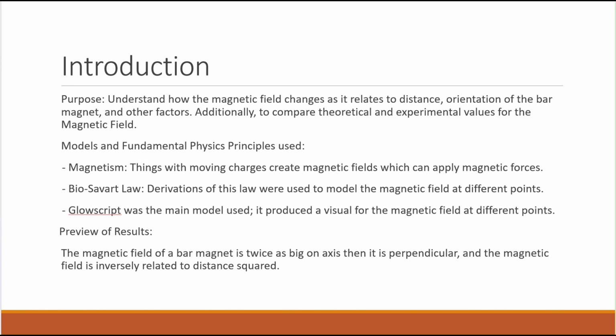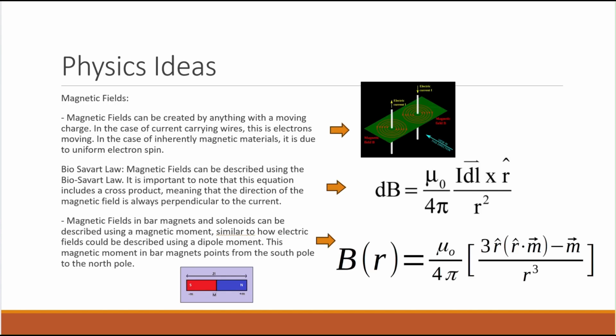And so our preview, we see that the magnetic field of a bar magnet is twice as big on axis than its perpendicular, and the magnetic field is inversely related to its distance squared. So some of the physics ideas, magnetic fields can be created by anything with a moving charge. So this can come in a lot of different forms. It can come in current-carrying wires, or it can come in the case of inherently magnetic materials.